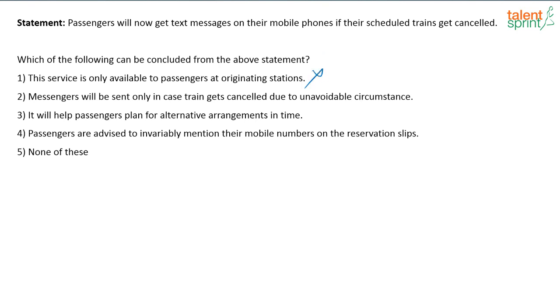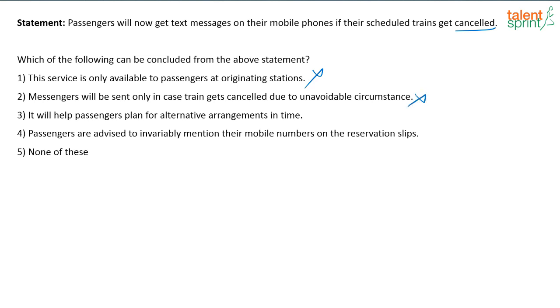Next one, messages will be sent only in case trains get cancelled due to unavoidable circumstances. Again, nothing like that is mentioned. It is just mentioned that if the train gets cancelled, you will get a message. So they should have mentioned in the statement that you will get the message only if the train is cancelled due to unavoidable circumstances. Nothing like that is given in the statement. So how can you conclude that? So that is also not true.